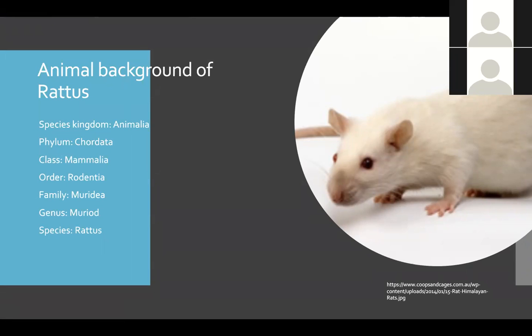Its kingdom is Animalia. Its phylum is Chordata. Class is Mammalia. Order is Rodentia. Family is Muridae. Genus is Rattus, and its species is Rattus.